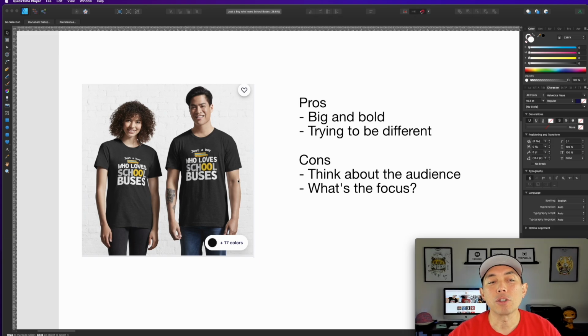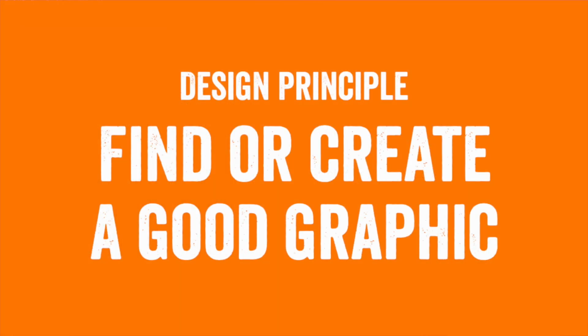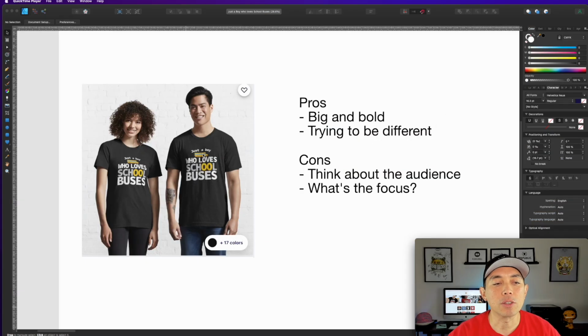So that's what I'm going to try and do today. I'm going to change the focus and try and make sure that this t-shirt that I'm designing is for a 5 to 10-year-old boy that loves school buses, right? Because that's what it says right here. So the first thing I'm going to do is look for a school bus design. I don't have this one right here, or else I would use it. I'll show you where I'm going to get it.